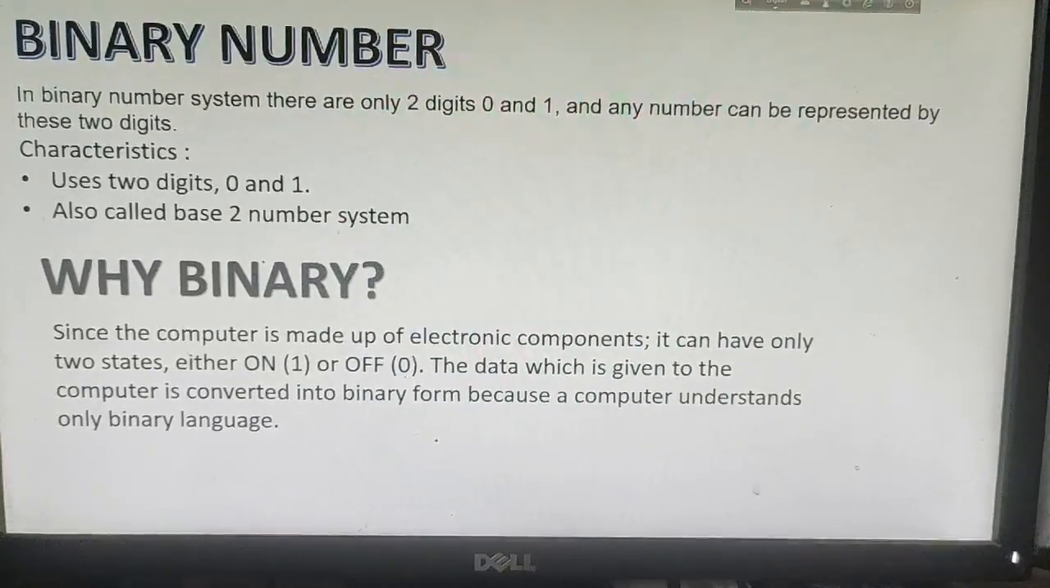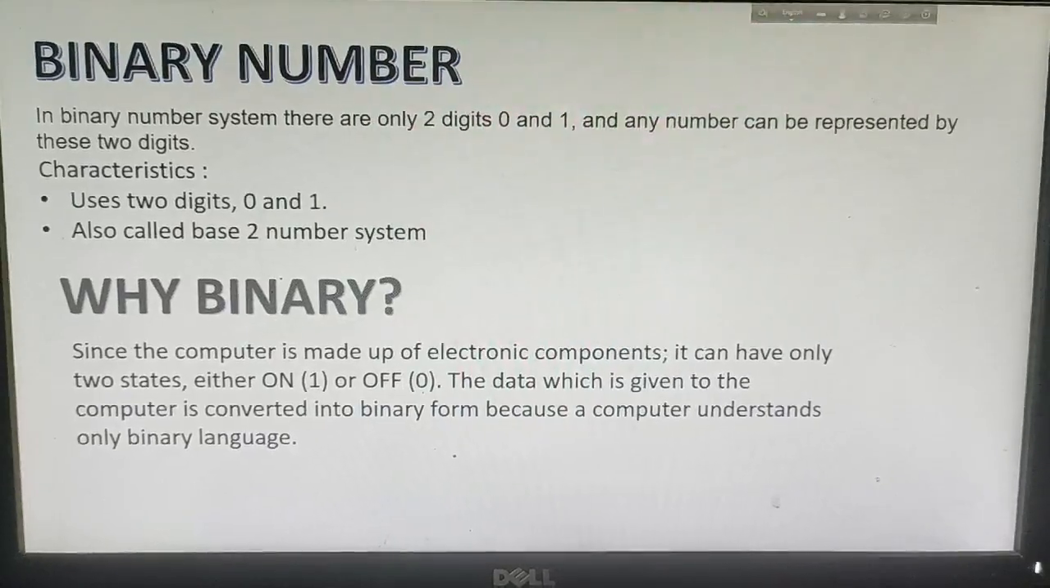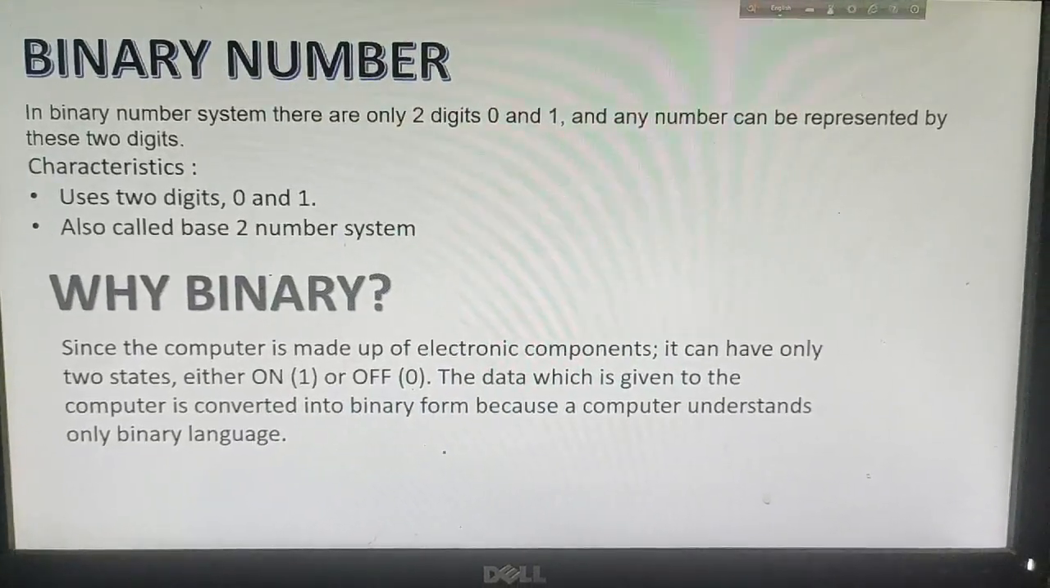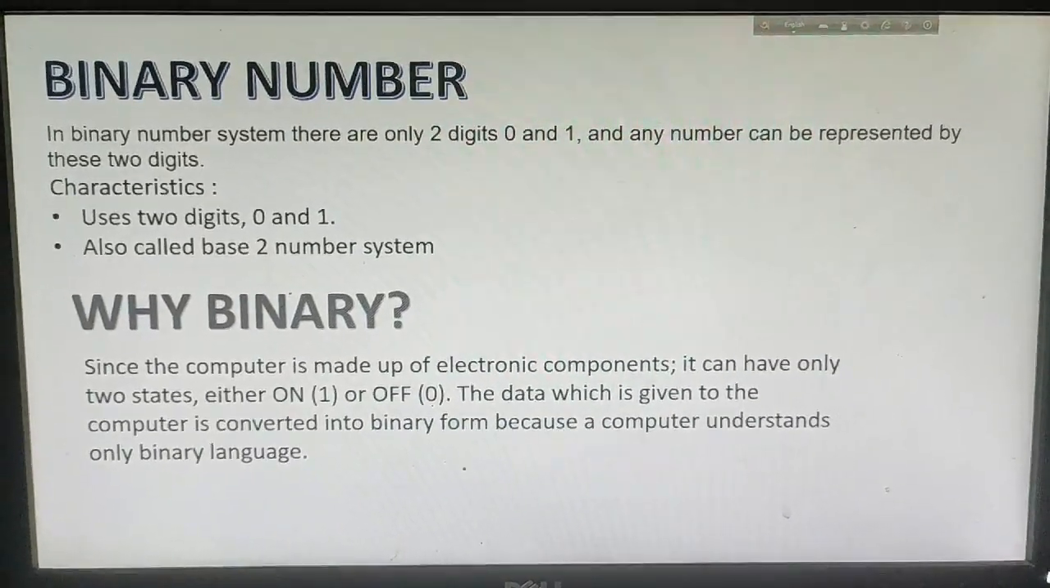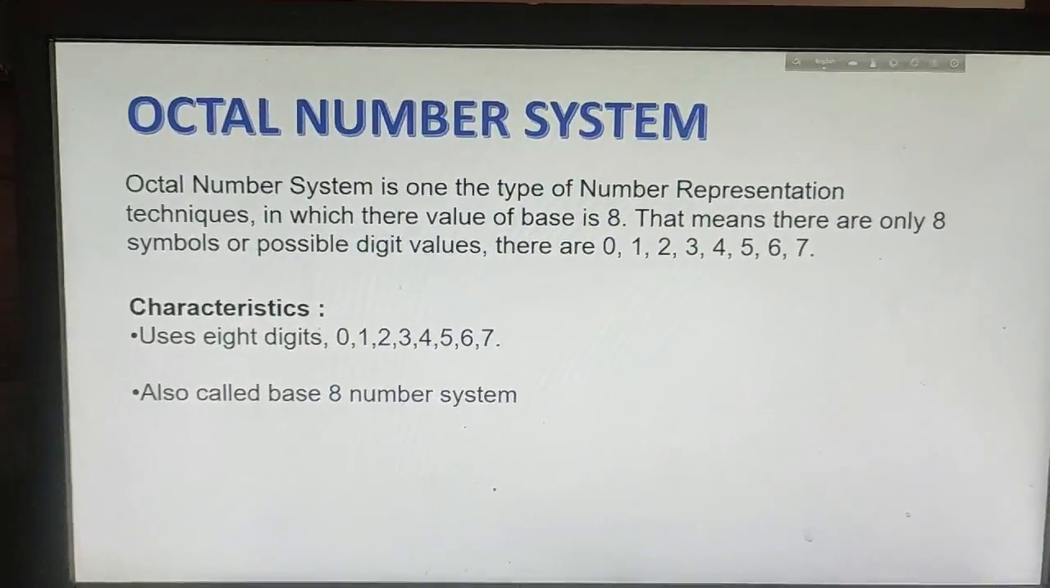The data which is given to the computer is converted into this binary form, that is on and off state, 1 and 0, and our computer can only understand this binary language. So what is this octal number system?